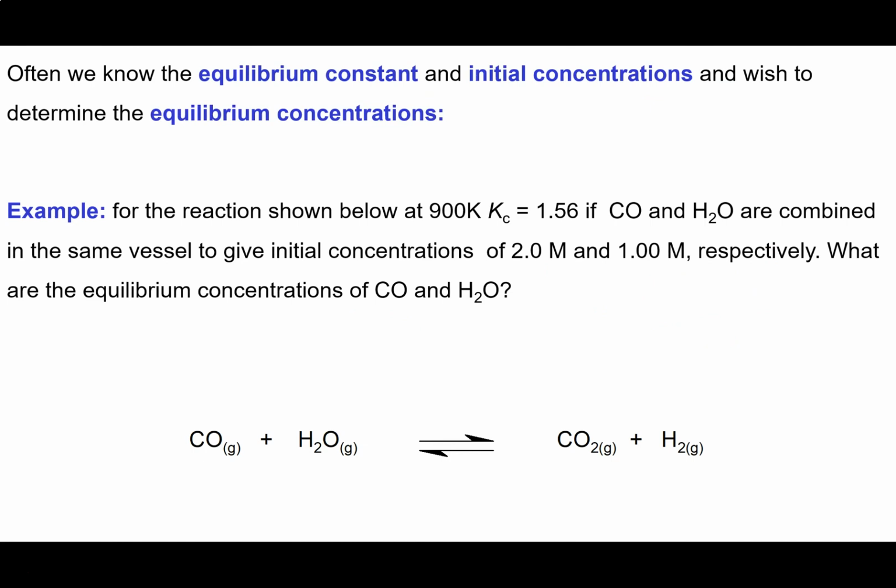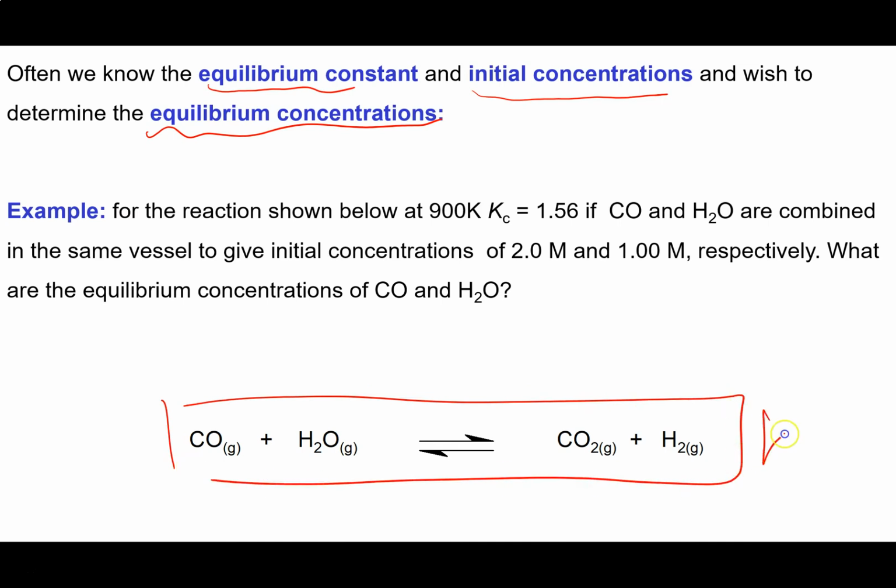A common type of problem where you'll use an ice table is when you are given an equilibrium constant and some initial concentrations, and what you're hoping to find out is the equilibrium concentrations. So in this example, you're told that this reaction has a Kc of 1.56. So we're thinking it's probably going to have a mixture of reactants and products. Perhaps it's mostly reactants and only a little bit of products.